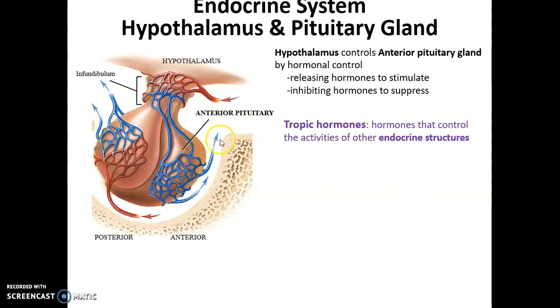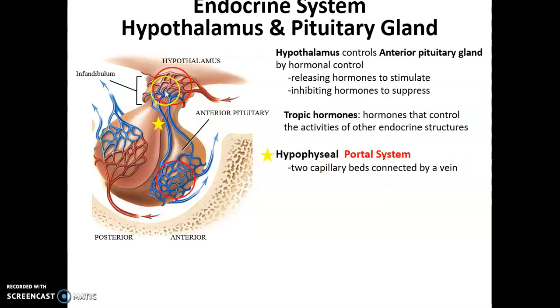Now, hormones that affect the release of hormones in other structures are referred to as tropic hormones. So tropic hormones are hormones that control the activities of other endocrine structures. So these hormones produced by the hypothalamus that affect the anterior pituitary gland are all tropic hormones.